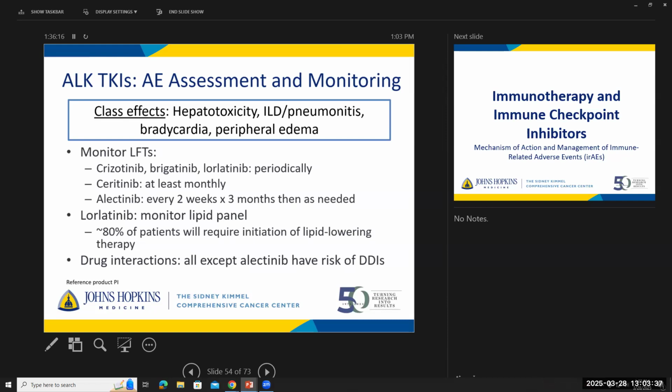Lorlatinib is very unique in that it causes hyperlipidemia in up to 85 to 90% of patients that get this drug. So lorlatinib is unique in that we have to monitor a lipid panel. We typically get one at baseline, and I will see patients have their LDL triple with starting this drug within 2 weeks, okay? This does not lead to, or the data has not shown that this increases the risk of cardiovascular events such as heart attacks and strokes. But we still want to make sure we treat the elevated LDL. So we do need to start these patients very often on statins. Drug interactions can also be a concern with this drug class, with the exception of alectinib. Alectinib doesn't tend to have very many drug interactions.